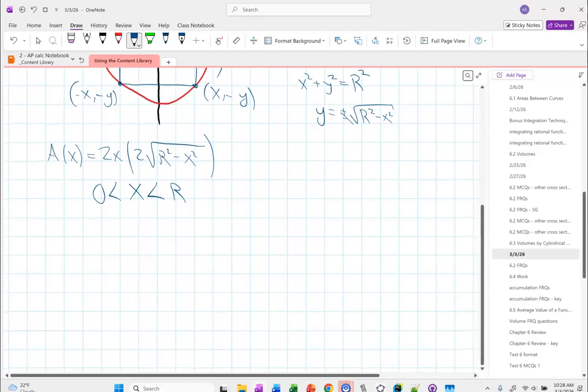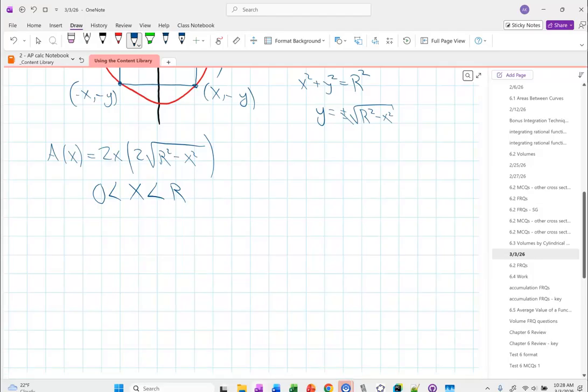Part B asks for the maximum possible area in terms of r. I want to get the wording the same. So I need to find the x that maximizes the area function. So I'm going to take the derivative of this. Now, I'm looking at this and not liking the product and chain rules that are going on here. So I'm going to do a little bit of algebra to make this a little bit easier.